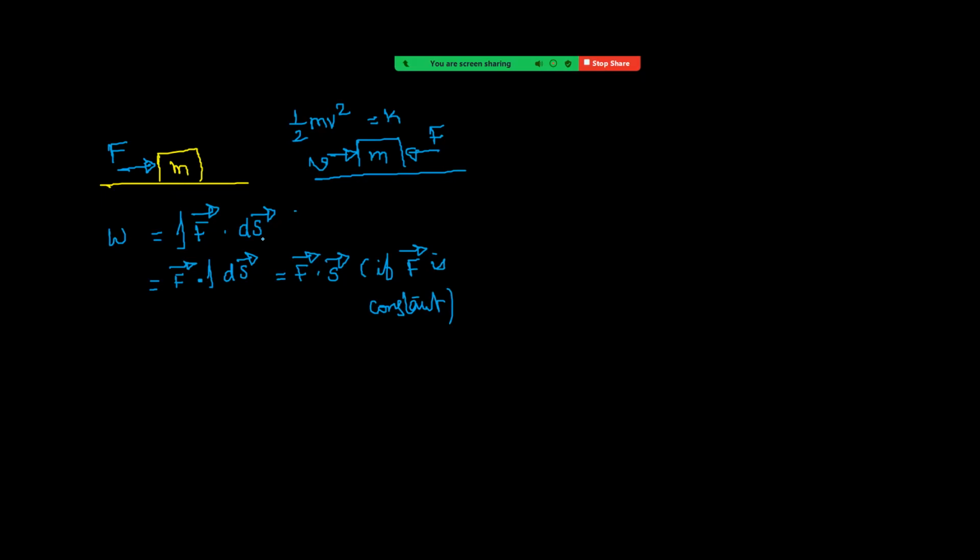In this, ds bar corresponds to small displacement of the particle. It is small displacement, right? Now coming to here, F bar dot S bar. From this, see what we can say. Since it is now a dot product, work done is a scalar quantity.